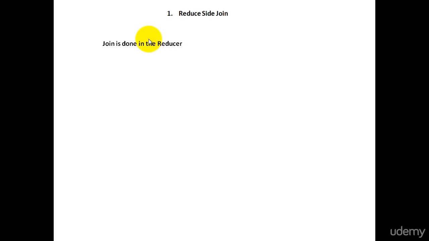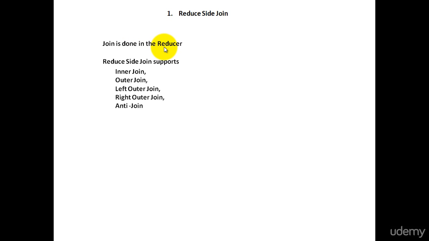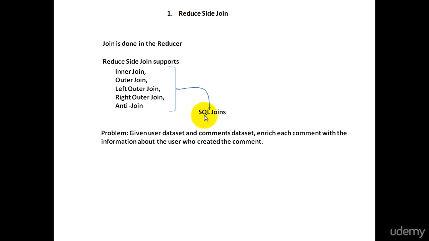As the name says, the join is done in the reducer. Reduce side join supports inner join, outer join, left outer join, right outer join and anti-join. All these joins are the same joins that are done in SQL. Let's take a Stack Overflow example to demonstrate reduce side join.